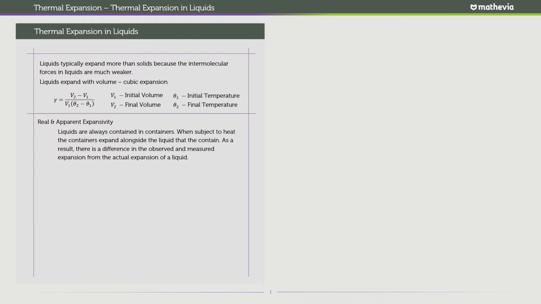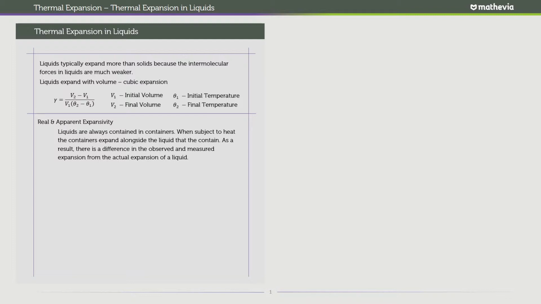For example, let's say you have a liquid in a calibrated beaker, and you start to heat that liquid up to identify how much the liquid will rise in the beaker. When you observe that rise, it would not be the exact value of the expansion because the beaker itself would expand as well. So there is a slight difference in the expansivity of a liquid when you're heating it in an expandable solid. And that is where real and apparent expansivity come from.